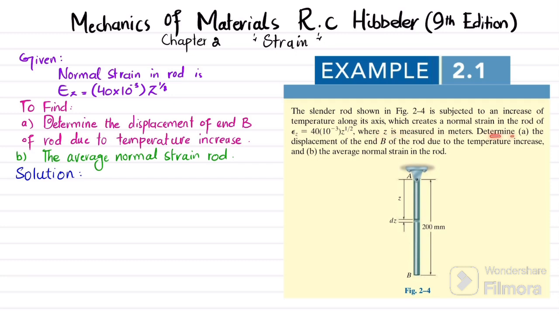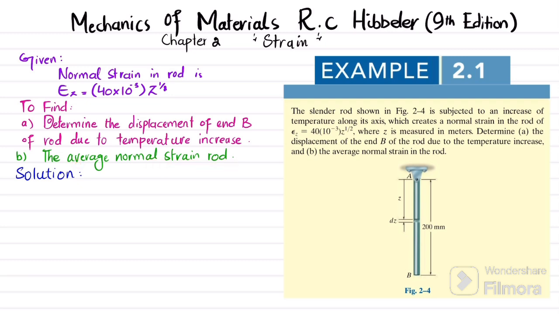Determine the displacement of end B of the rod due to the temperature increase and the average normal strain in the rod. So you can see this is rod AB, which is subjected to an increase in temperature, and due to this increase in temperature, the strain in this rod is this one, clear, which I have written over here. So you have to find the displacement of end B, how much it displaces downward, and in part B the average normal strain in the rod. So let's start with the solution.